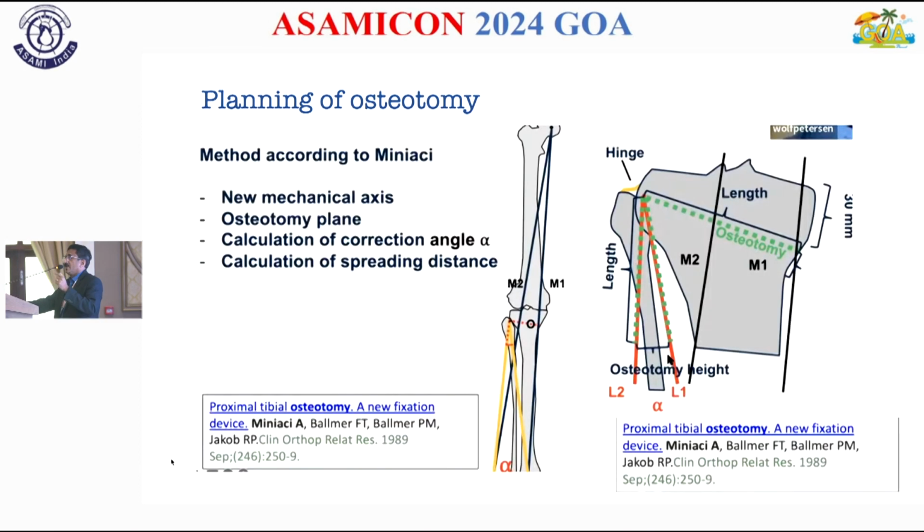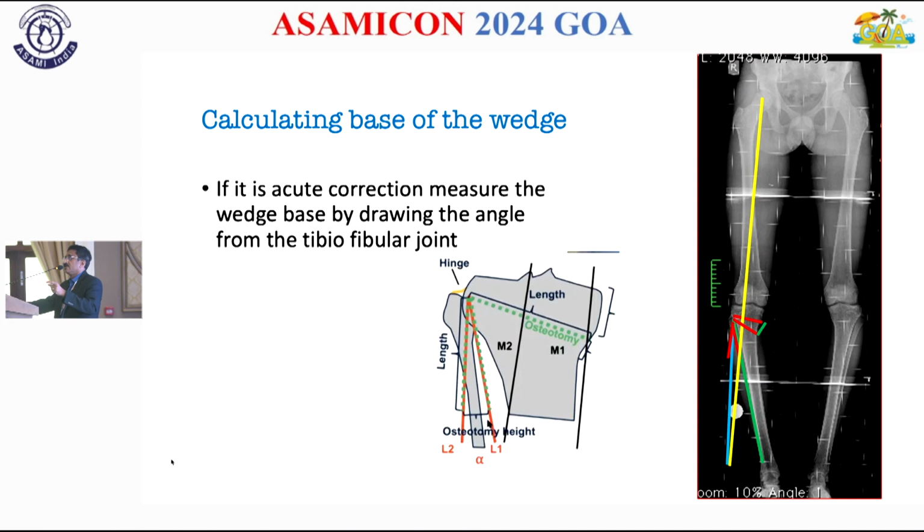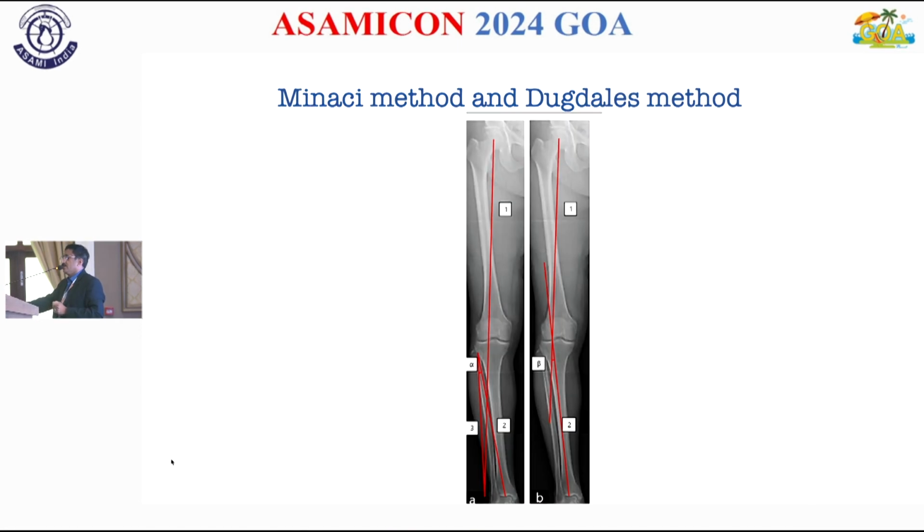So to find out the wedge of bone to remove, you can find the length, measure the length of the osteotomy and mark it on the L1 and L2, and from there you can calculate the wedge. The same you can apply on the tibia also. So the Dugdale method is another method which was already described.